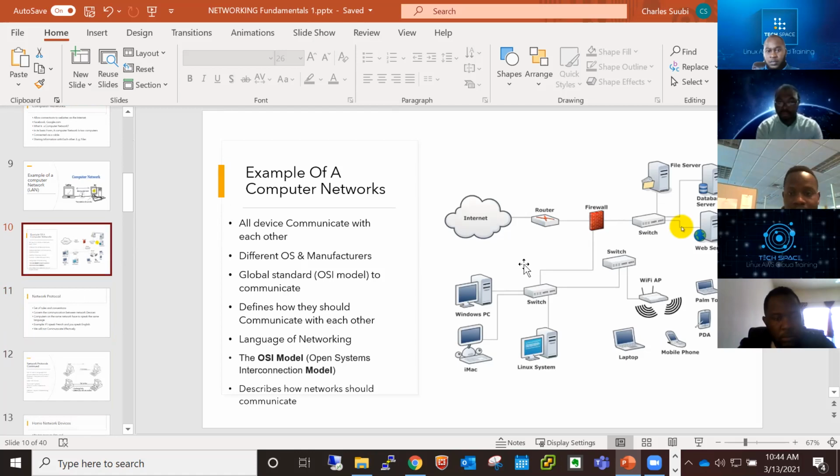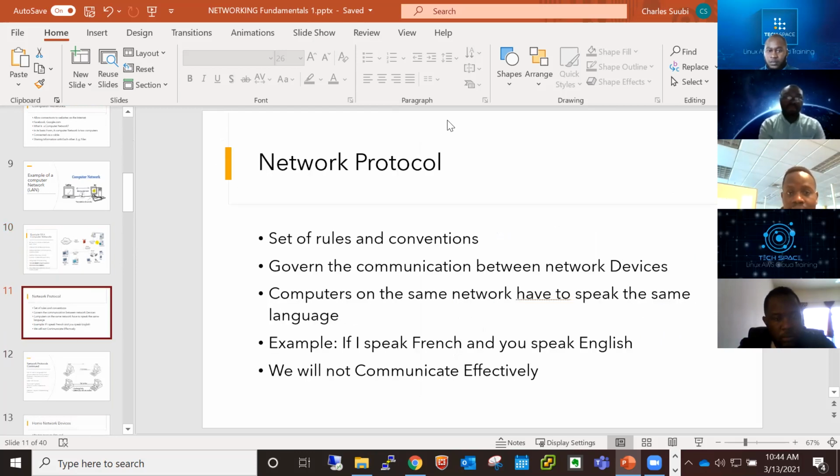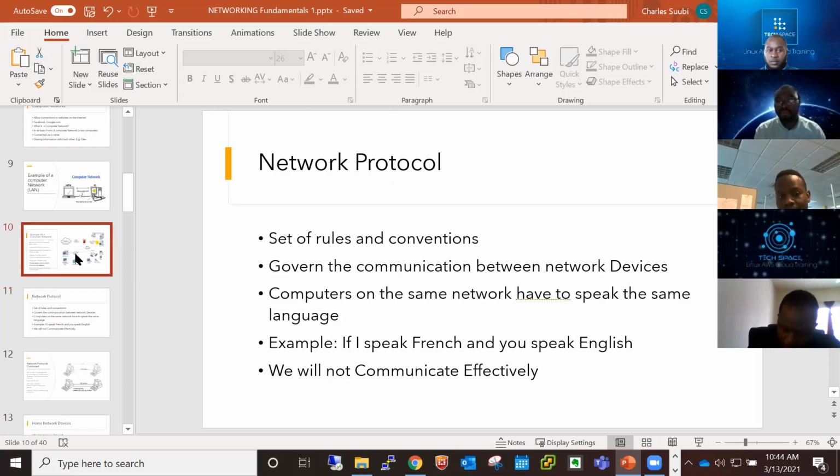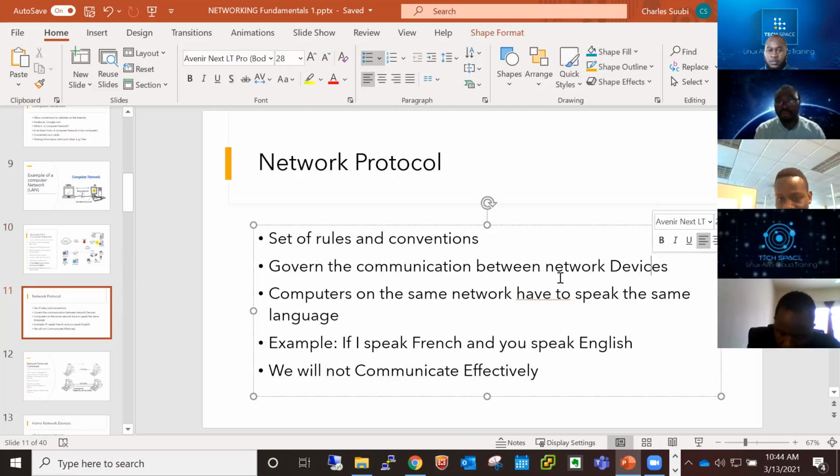All right, guys, we say there's a standard language that these devices use to communicate with each other. And the concept that describes that is called network protocol. So what is a network protocol? Guys, what is a protocol? Have you guys had the term before? Yes. A set of rules. All right, it's right here, guys. It's a set of rules or conventions. And these rules, in regard to this network, govern the communication between the network devices.